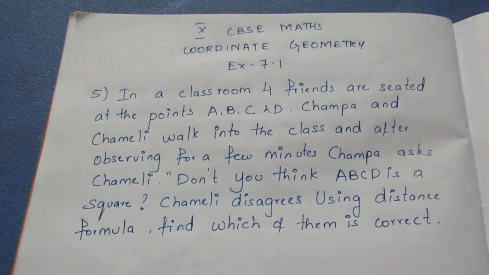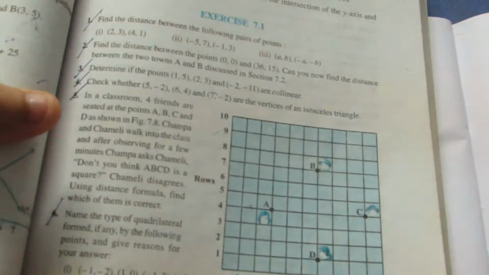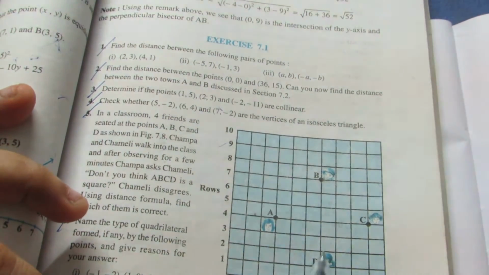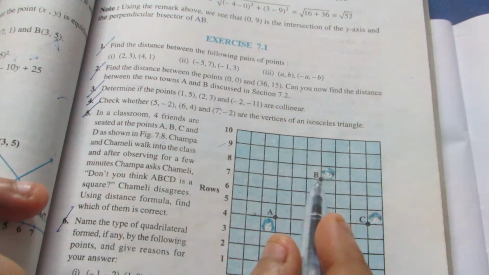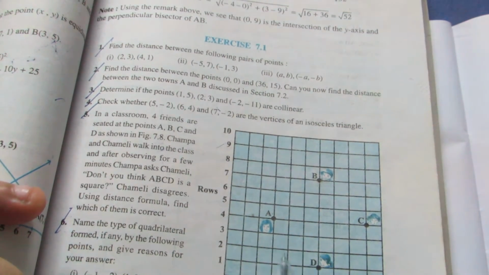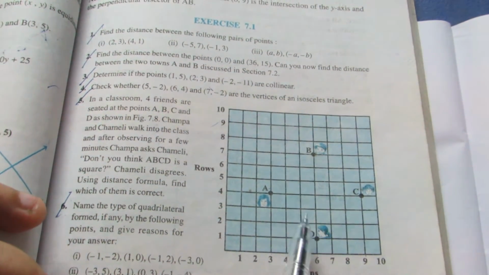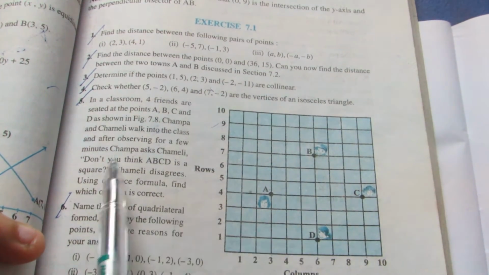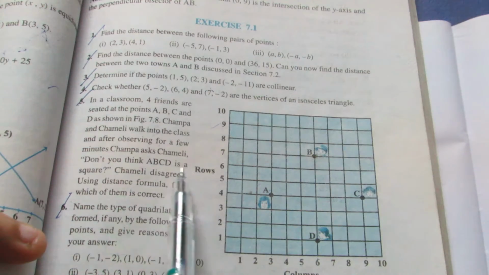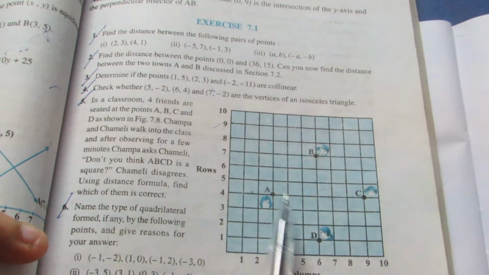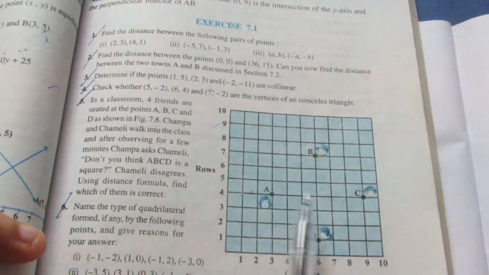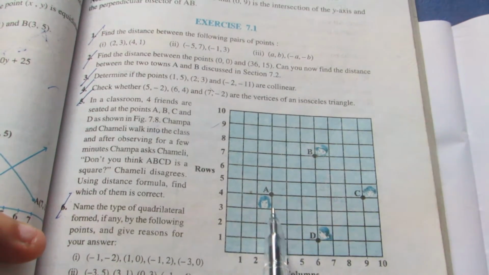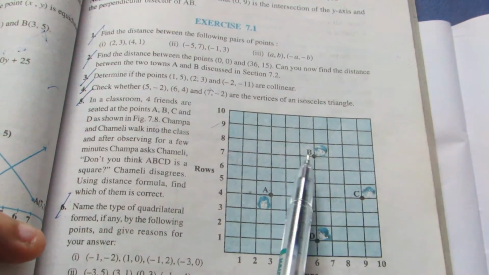So, there are 4 friends sitting at ABCD. They have given the diagram this way. ABCD are seated, and we need to find whether this is a square or not. Don't you think ABCD is a square? So Champa asked Chamili whether it is a square or not. She disagrees. We need to check whether this is a square or not.